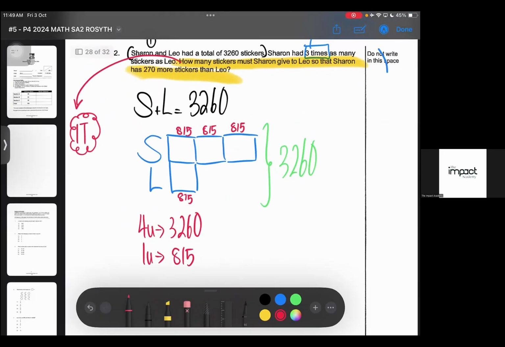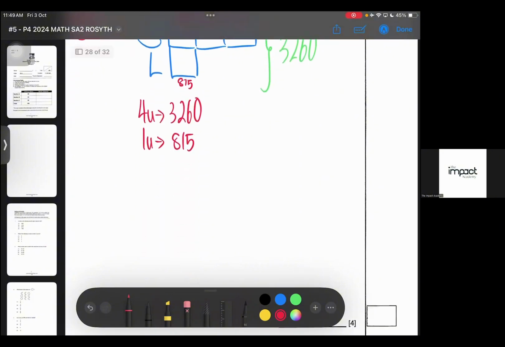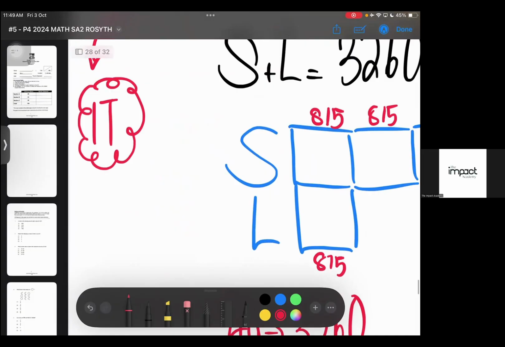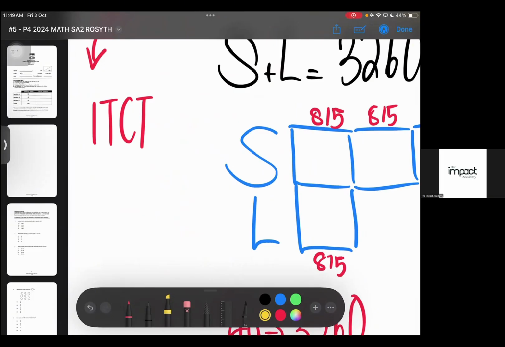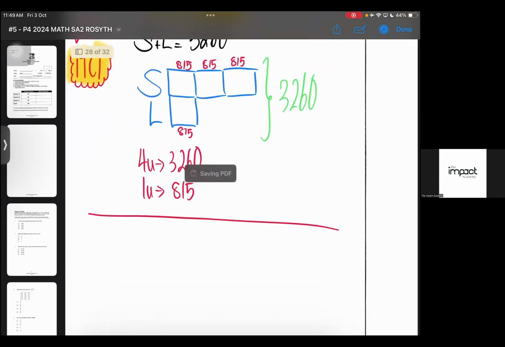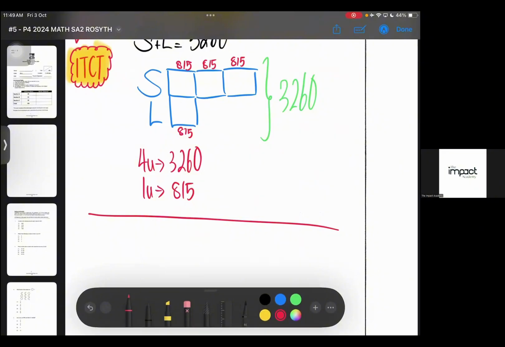Because Leo gives to Sharon, Sharon gives to Leo, right? I give you, you give me, I give you, you give me. So the total will still, remember this very carefully, yeah? Very good. Can you all write down: internal transfer, constant total? Make sure you write down internal transfer constant total. Okay, I say this again. This is called internal transfer constant total.